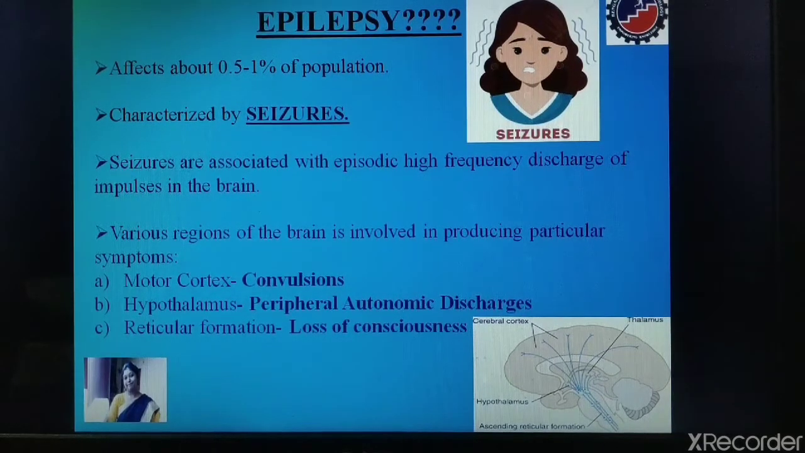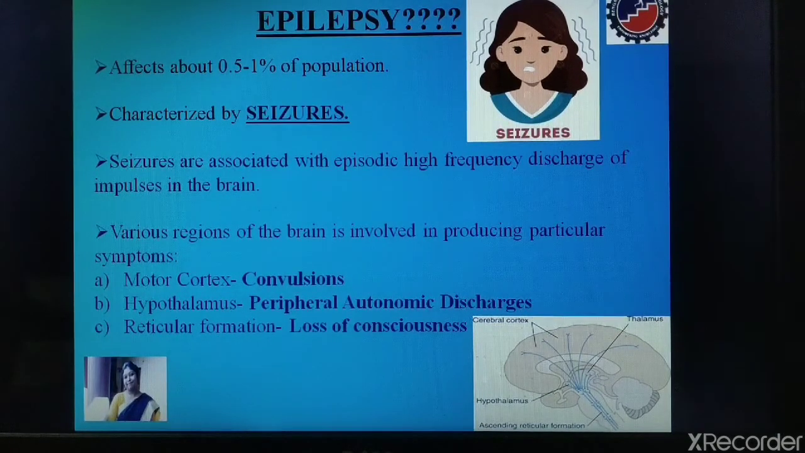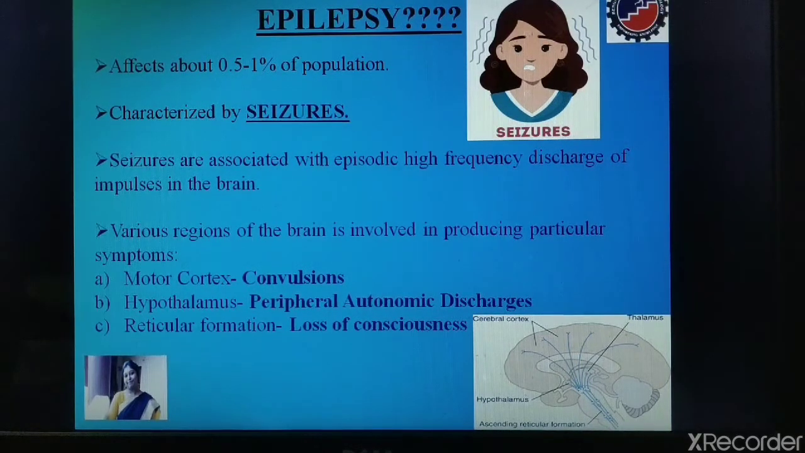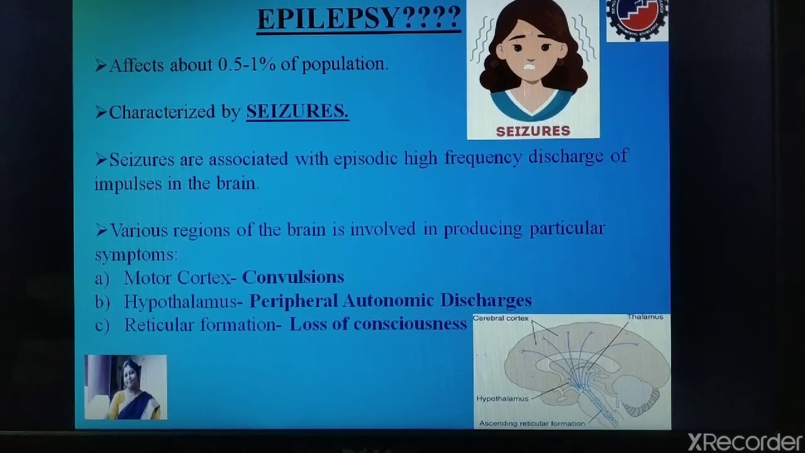The symptoms produced depend upon the function of the region of the brain that is affected. Hence, we can say involvement of motor cortex causes convulsions, involvement of the hypothalamus causes peripheral autonomic discharges, and involvement of the reticular formation in the upper brain stem leads to loss of consciousness.